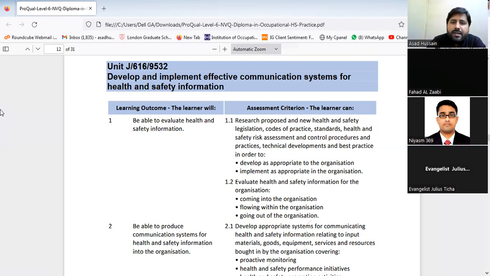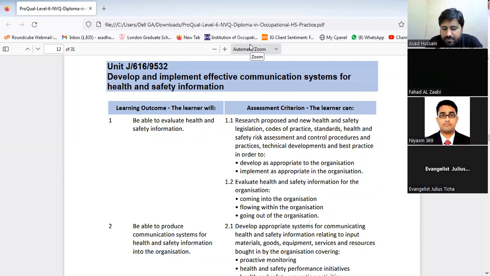The first assessment criteria is: research proposed and new health and safety legislation, codes of practices, practice standards, health and safety risk assessment, and control procedures and practices, technical developments and best practice, in order to develop as appropriate to the organization, implement as appropriate in the organization.